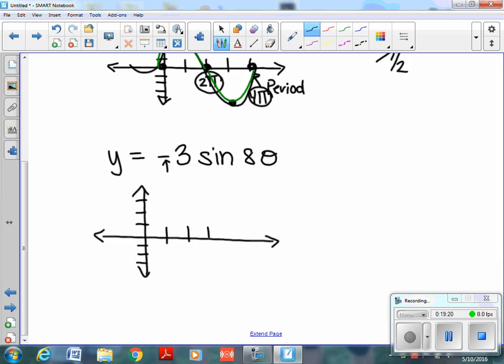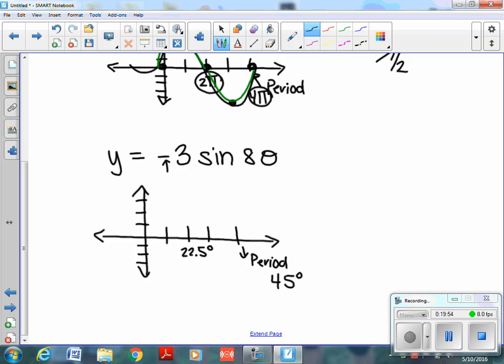I know I need 5 slashes, 1 including the origin. This is my period. I get my period by taking 2 pi and dividing it by 8. I simplify that to pi over 4. If you don't like pi over 4, write it as 45 degrees. This middle slash right here is half of 45, which is 22.5 degrees. It's okay that it's a decimal.